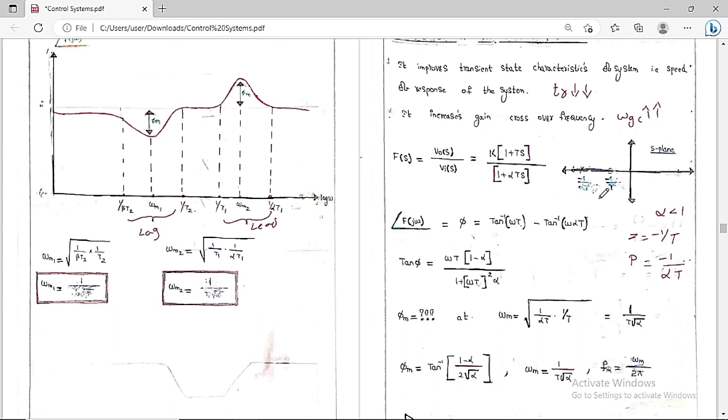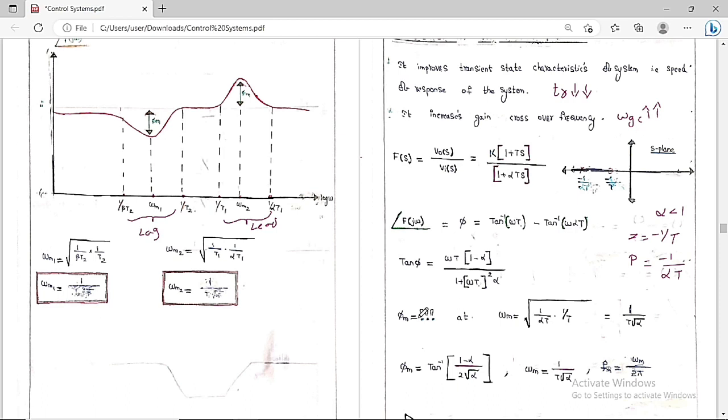Now I want to write the phase angle of F of j omega. In place of s, I substitute j omega, and I want to find the phase angle of F of j omega, which is phi, equal to tan inverse of omega T minus tan inverse of alpha omega T. If this angle goes upward, it becomes negative. So phi is equal to tan inverse of omega T minus tan inverse of omega alpha T. If you apply tan on both sides and simplify, finally we get tan phi is equal to omega T into (1 minus alpha) by (1 plus omega T whole square into alpha).